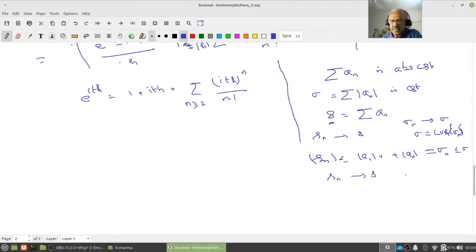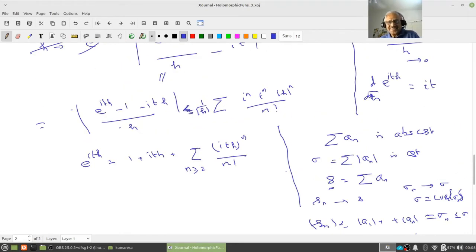Therefore, S_n converges to S and mod S_n is less than or equal to sigma. And we know mod S_n converges to mod S. Therefore, I conclude mod S is less than or equal to sigma. Do you follow all these things? That's what I'm using.